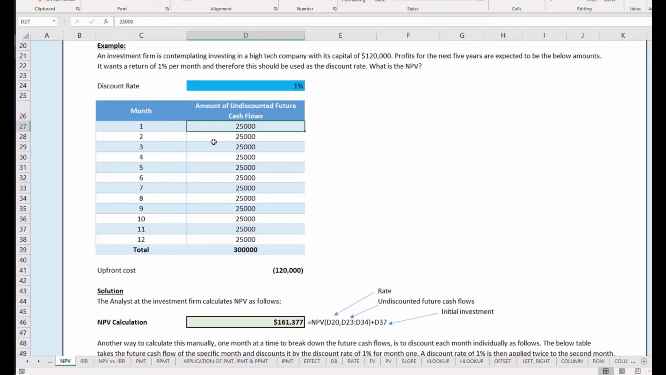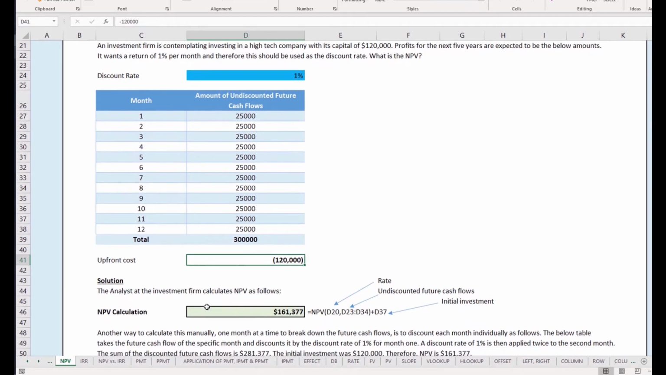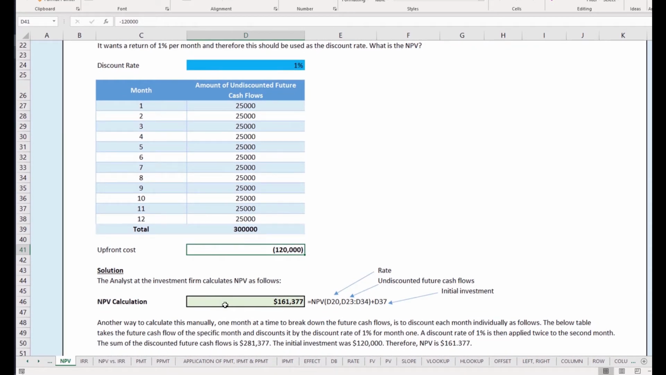In the table summarized on screen here, we have the month shown in column C and the amount of undiscounted future cash flows shown in column D. The discount rate is 1% as indicated in cell D24. The upfront cost is $120,000 and we put that in cell D41. So in order to calculate the net present value of future cash flows, we can do that in cell D46.